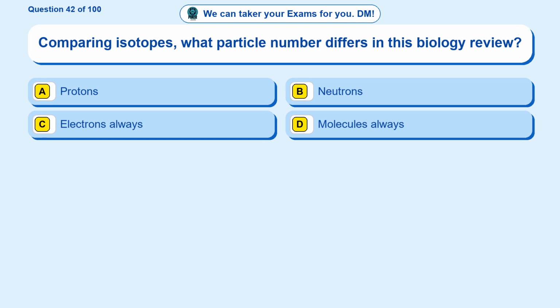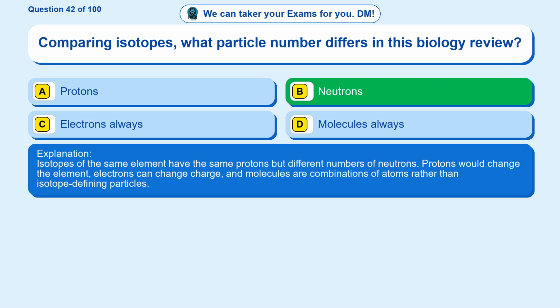Question 42. Comparing isotopes, what particle number differs in this biology review? Option A, protons. Option B, neutrons. Option C, electrons always. Option D, molecules always. The correct answer is option B, neutrons.